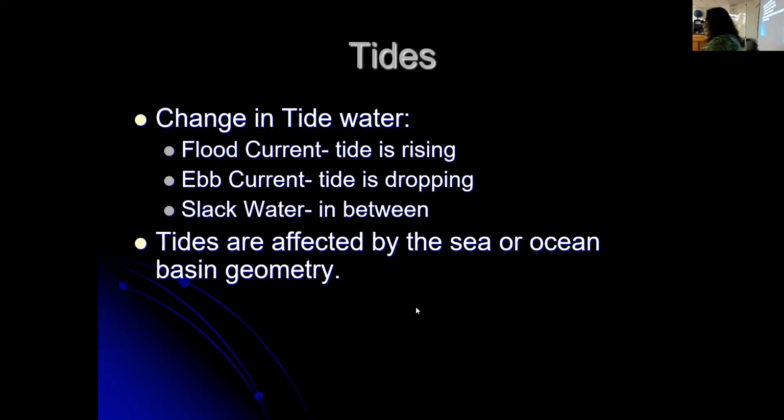Okay, so the change in tides, when the tide is coming in, it's called a flood current. When it's moving from low to high, we call it a flood current. As it is going out from high to low, we call it an ebb current. And then those few hours in between, just slack water.